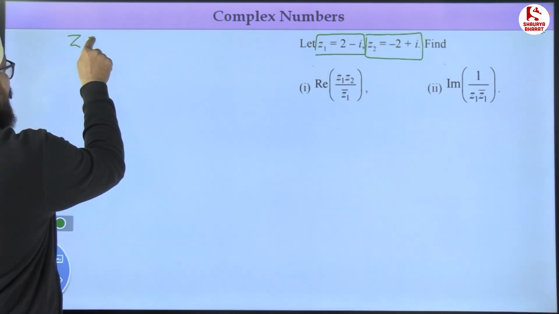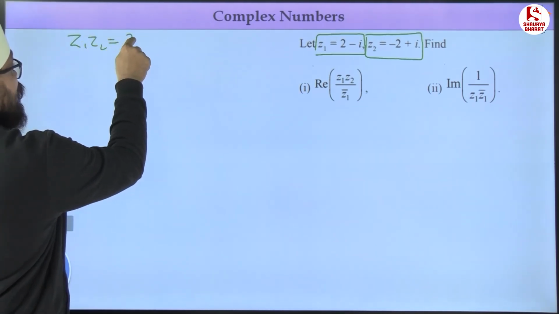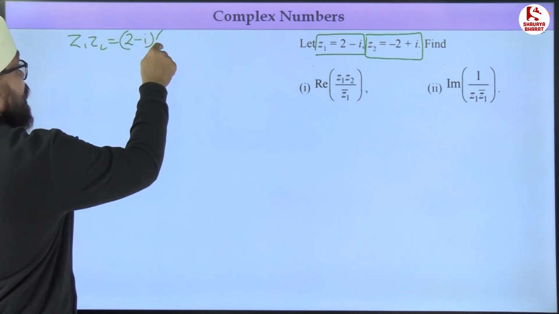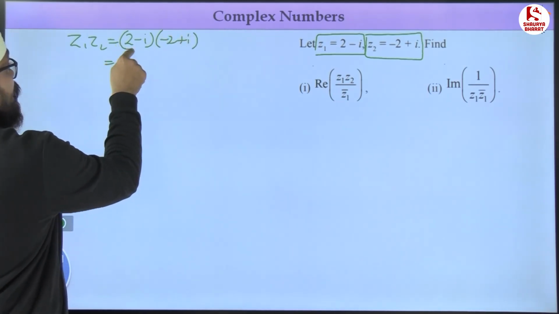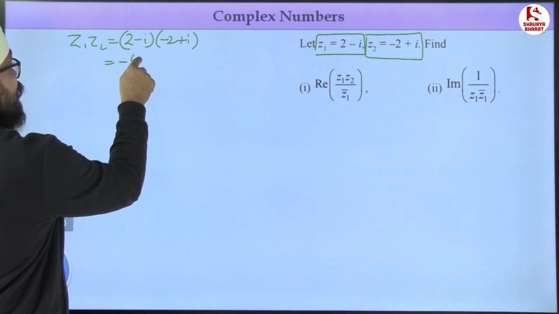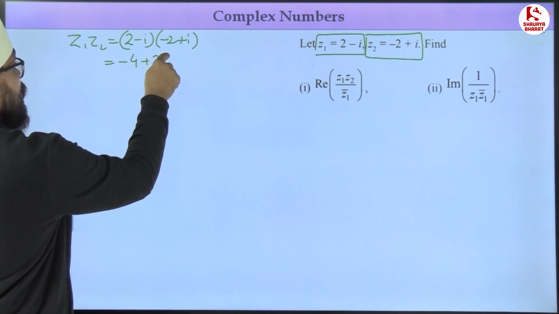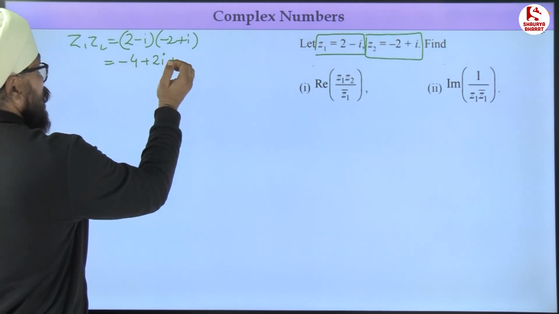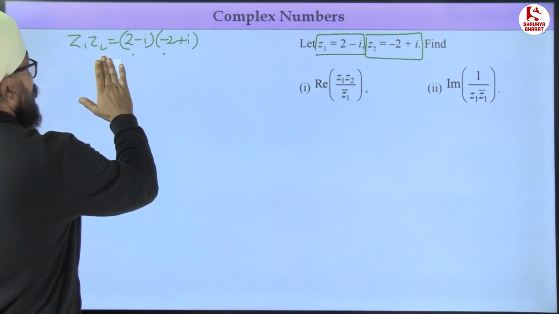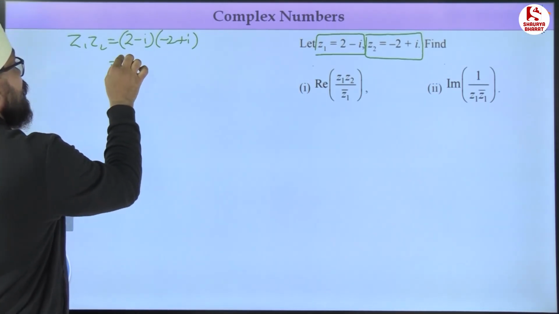Let us take z1 and z2 as a multiplication. So, 2 minus iota, when it is multiplied by minus 2 plus iota, we will multiply that 2, this becomes minus of 4 plus of 2 iota, this becomes minus minus plus. So I think you remember about this thing.